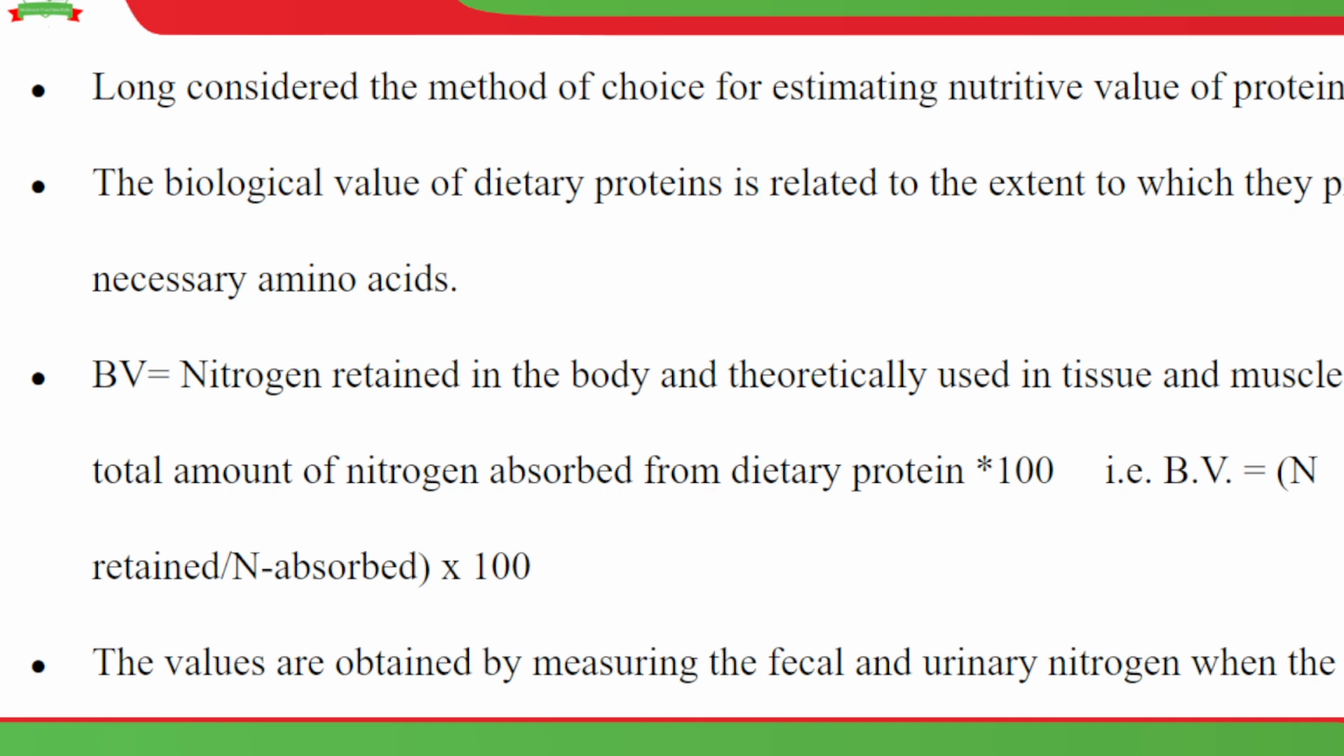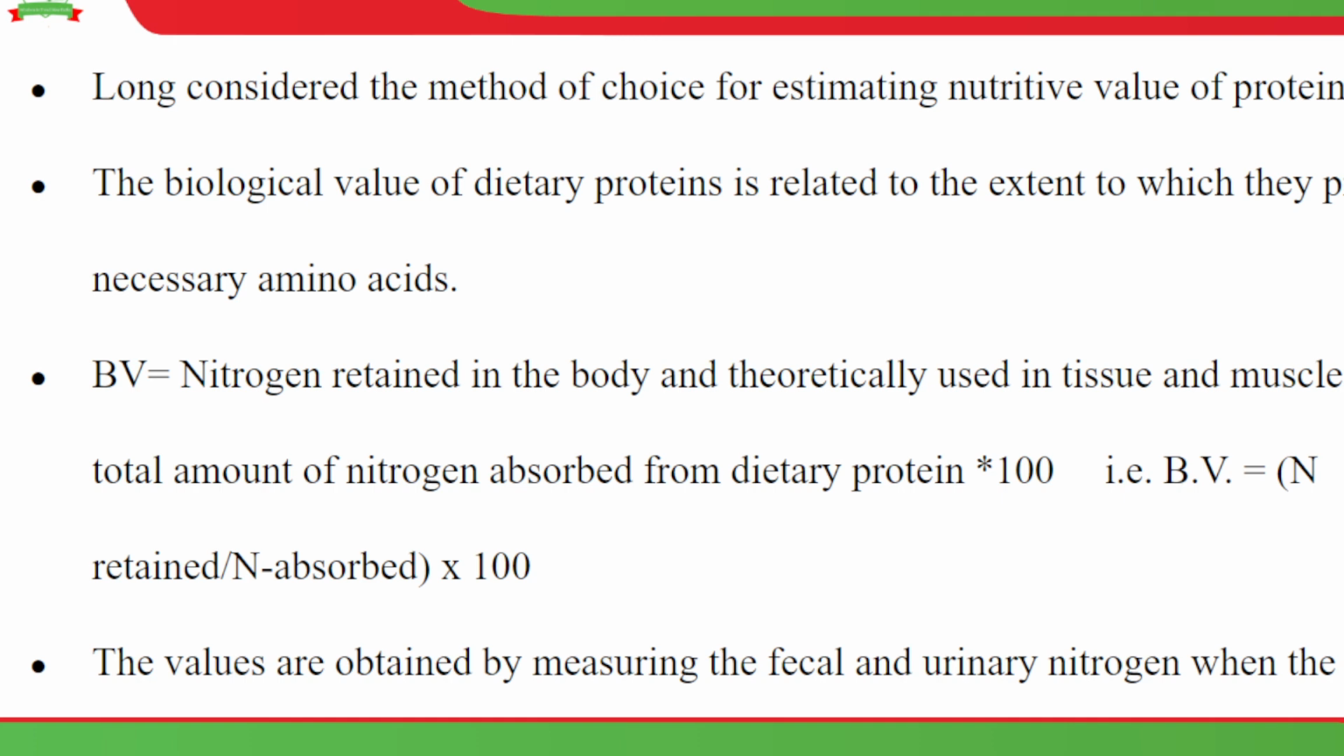Biological value is the nitrogen retained in the body, theoretically used in tissue and muscle formation, divided by the total amount of nitrogen absorbed from dietary proteins, times 100. That's the formula if you want to find the biological value. It equals the nitrogen that has been retained in the body and used in tissue and muscle formation, divided by the total amount of nitrogen absorbed from dietary proteins.